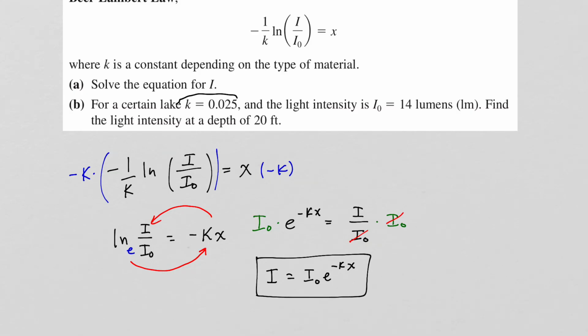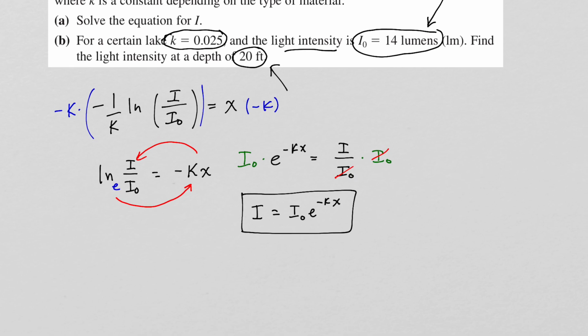For the second part, it says that for a certain lake, k is equal to 0.025, and the initial light intensity is 14 lumens. Find the light intensity at a depth of 20 feet. So this means if you shine a light into this water and the brightness is 14 lumens, what is the brightness going to be after going through 20 feet of water?